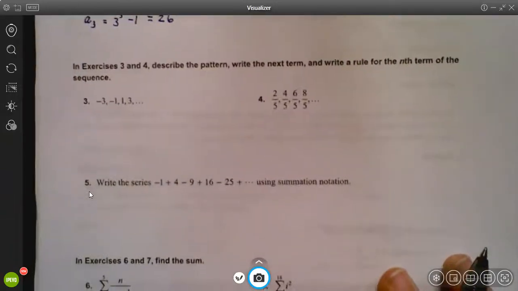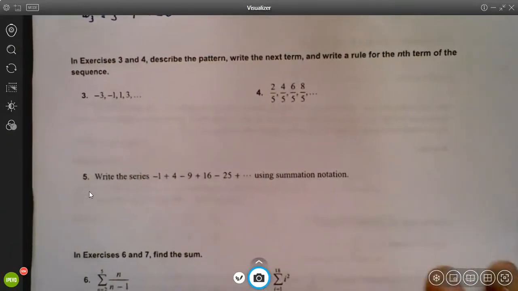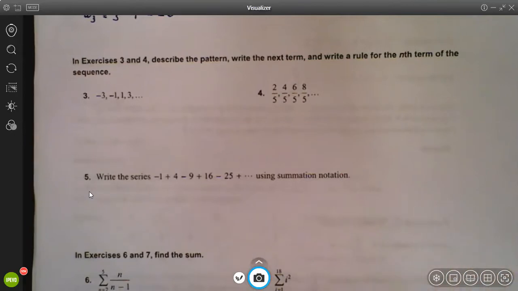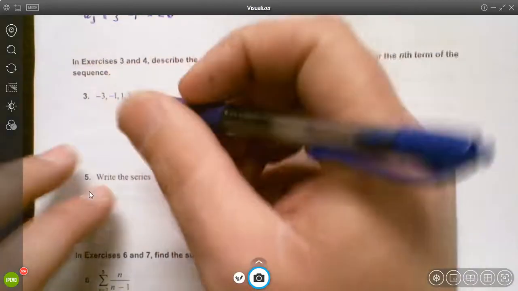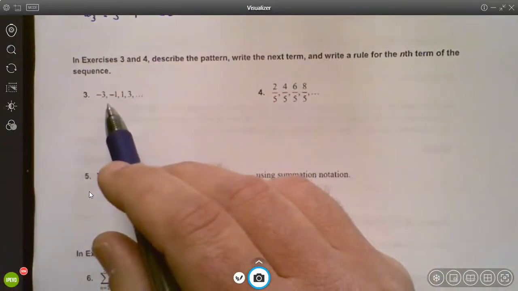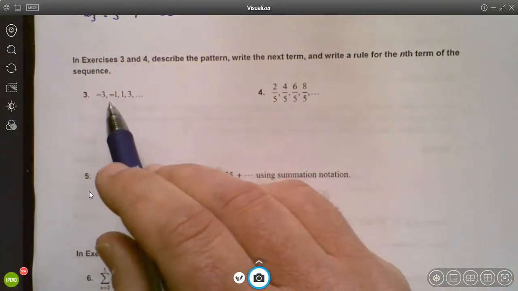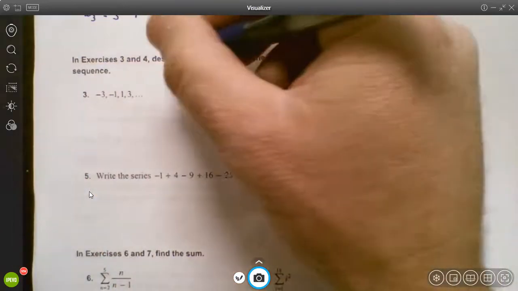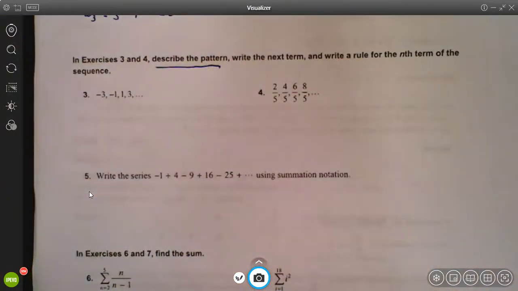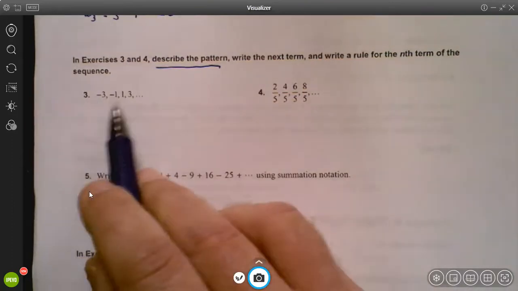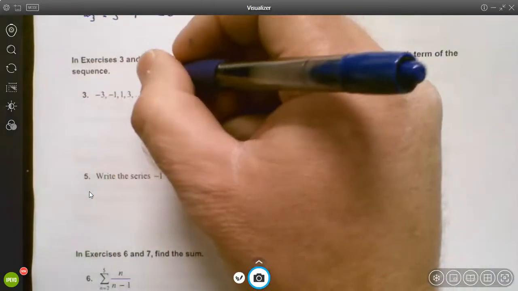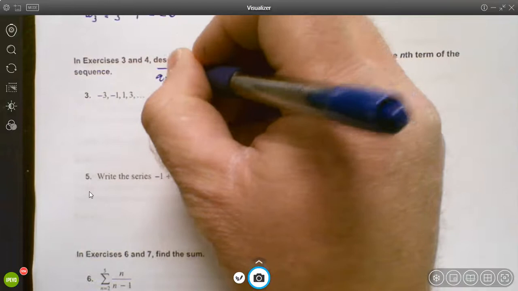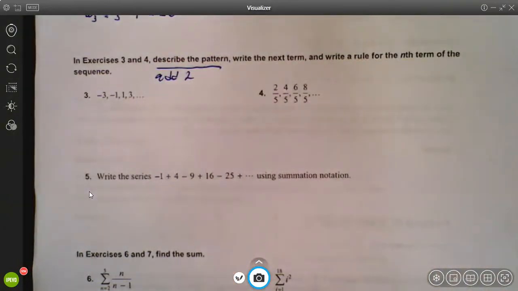All right, so let's go down to these guys where we have to describe it and write a rule. This is maybe one of the hardest things that we do this whole chapter, to be honest, because sometimes it can be pretty challenging to see what this pattern is or what the rule is that we're going to come up with. So if we were just to describe this out loud, we would probably say, well, I'm adding 2 every time. For the part where it just says describe it, that's like describe it in your own words. If I was going to describe this in my own words, we would probably just say, I'm adding 2 every time in order to get the next term.